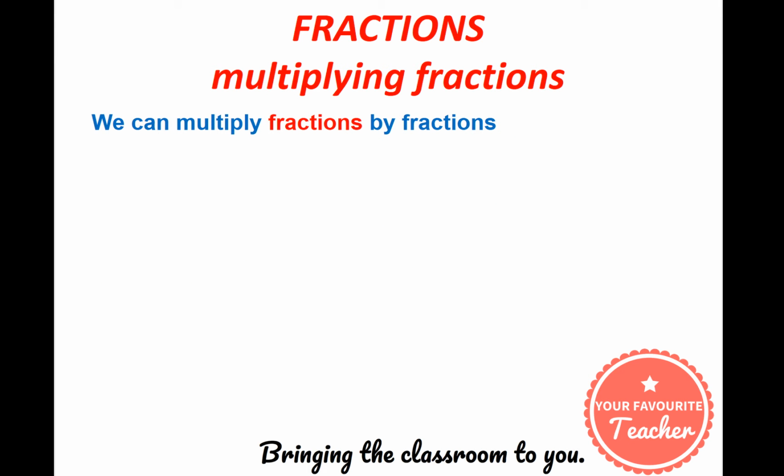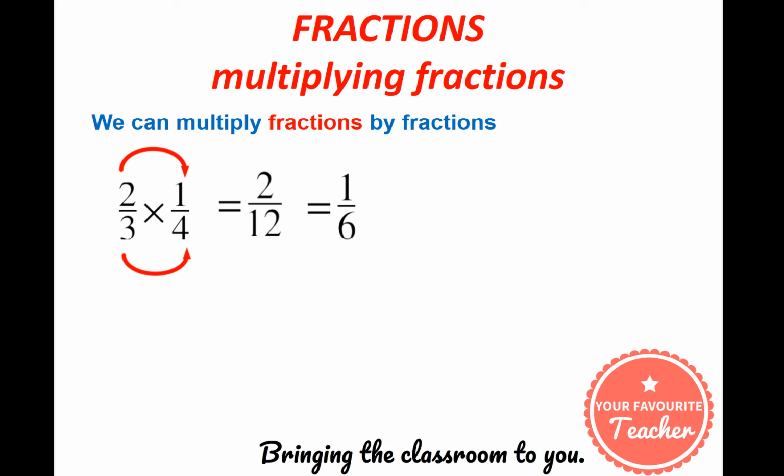So let's take a look at multiplying fractions by fractions. If I have 2/3 times 1/4, the way in which I will multiply these two is I multiply the numerators. So 2 times 1 is 2. I multiply the denominators. 3 times 4 is 12. So I get as my answer 2/12. However, I can simplify this. So my simplified answer is 1/6, because 2 can go into 2 and 2 can go into 12.